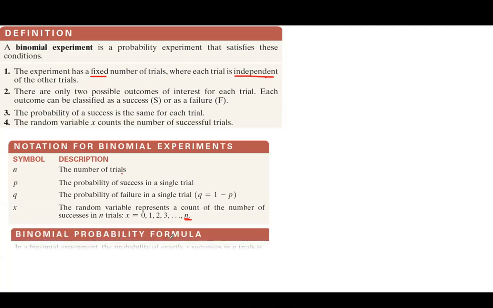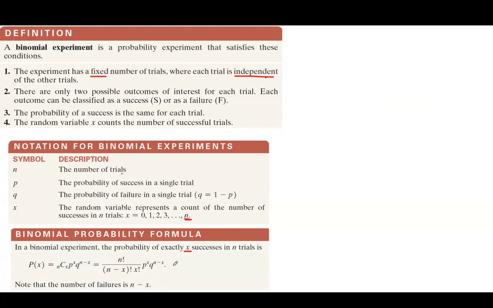What is the formula for binomial probability distribution? In a binomial experiment, the probability of exactly X successes in N trials is denoted by P of X, which is N factorial divided by N minus X factorial times X factorial, times P to the X, times Q to the power N minus X.